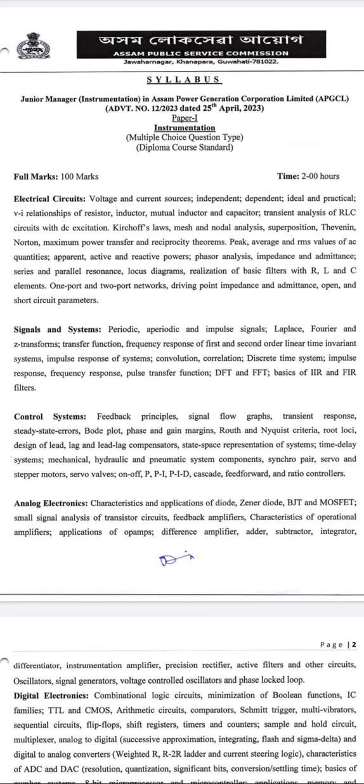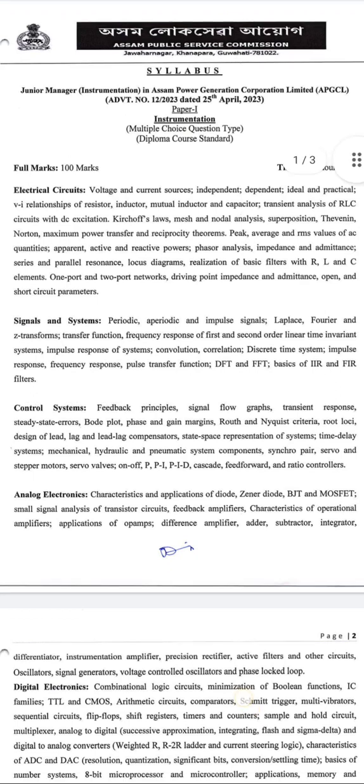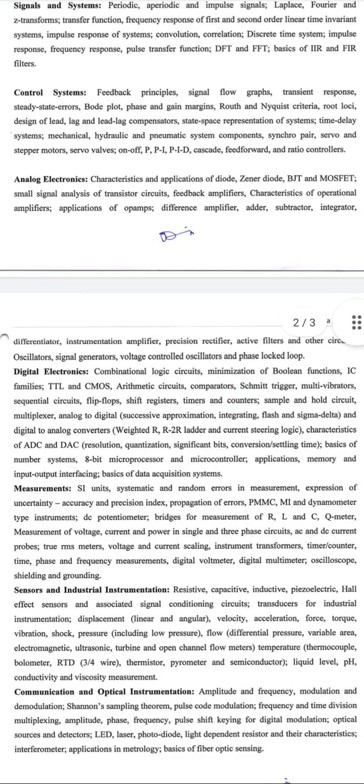Under analog electronics: characteristics and applications of diode, Zener diode, BJT, MOSFET, and small signal analysis of transistor circuits, feedback amplifiers, characteristics of operational amplifiers, application of op-amps, difference amplifier, adder, subtractor, integrator, differentiator, instrumentation amplifier, precision rectifier, active filters and other circuits, oscillators, signal generators, voltage controlled oscillators and phase lock loop.